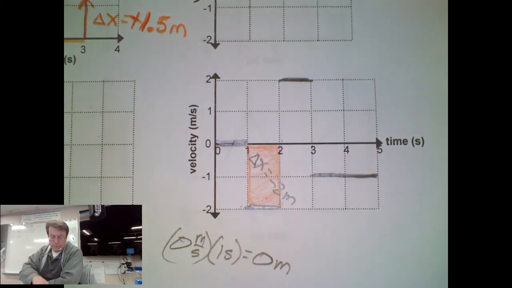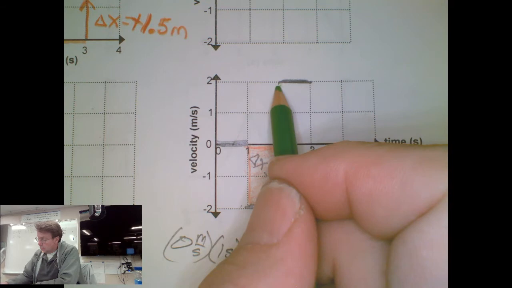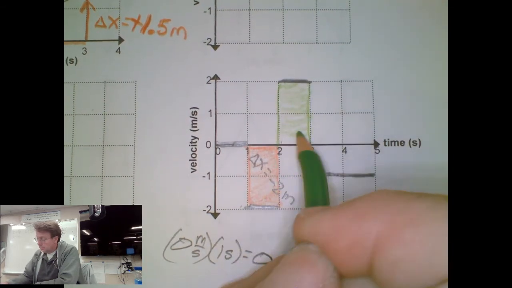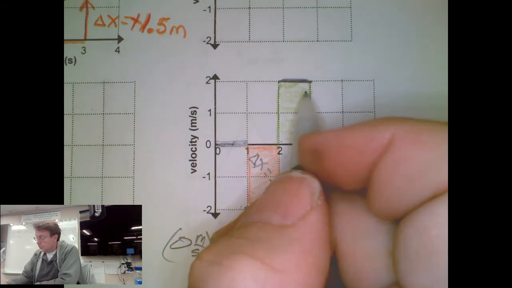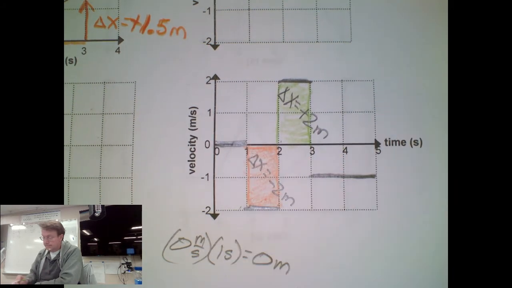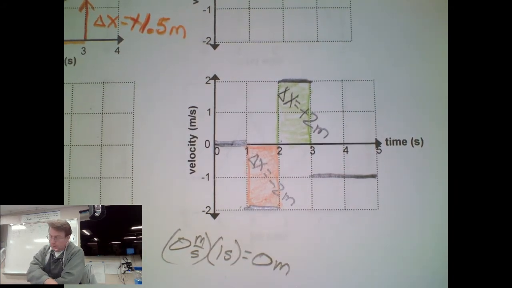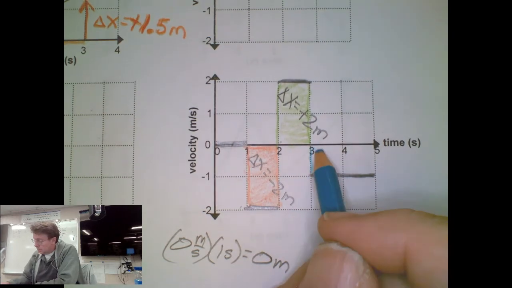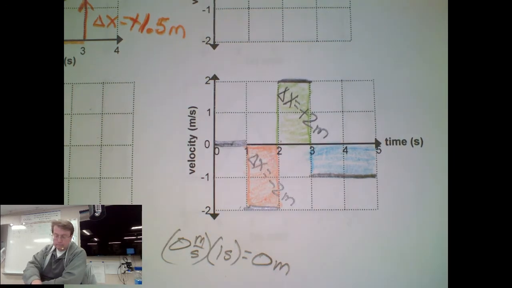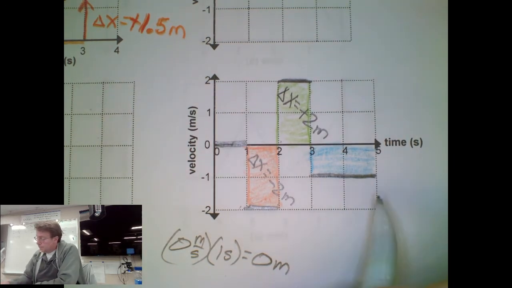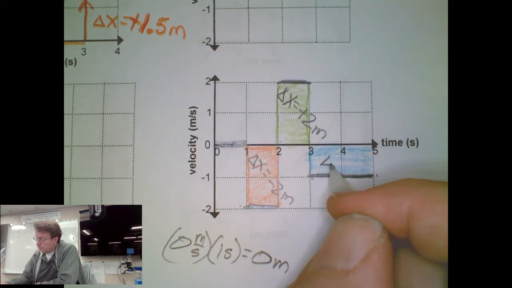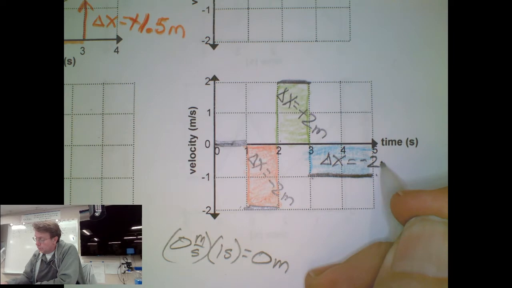For the next section, it has a height of 2 and a width of 1. So that's a displacement of +2 meters. And then for the last bit, it has a height of -1 and a width of 2. So this has a displacement of -2 meters.